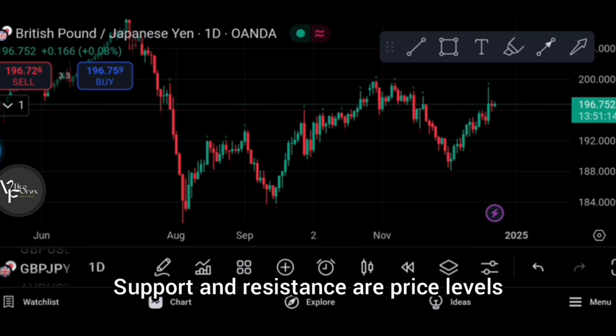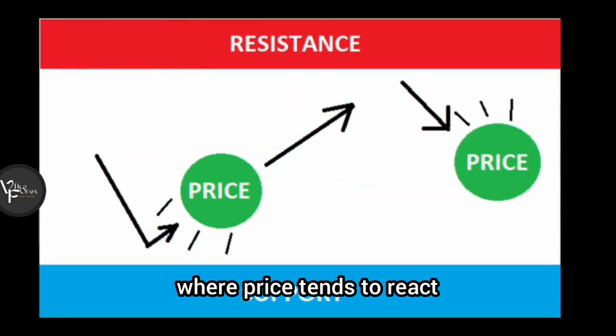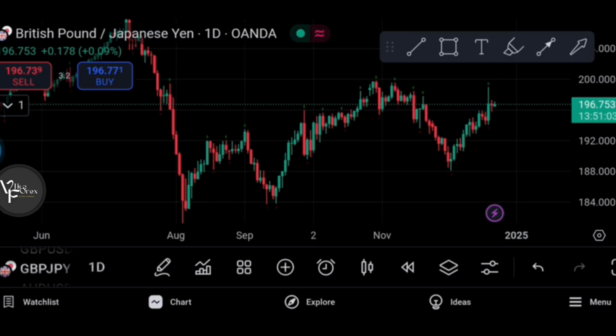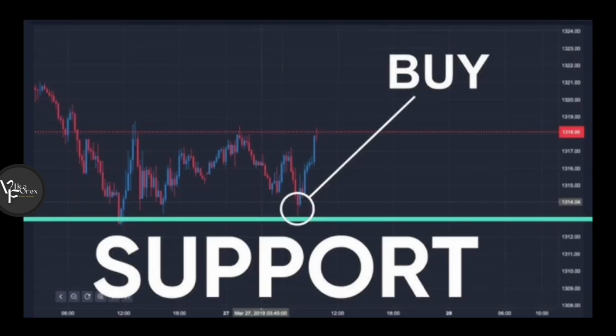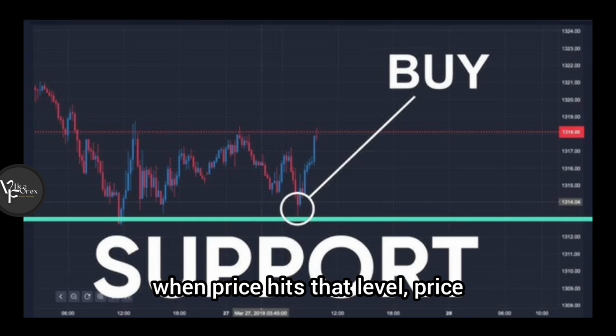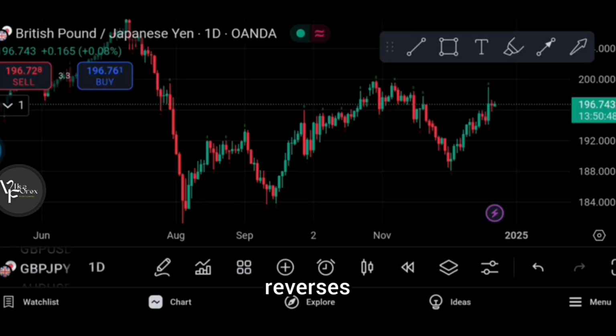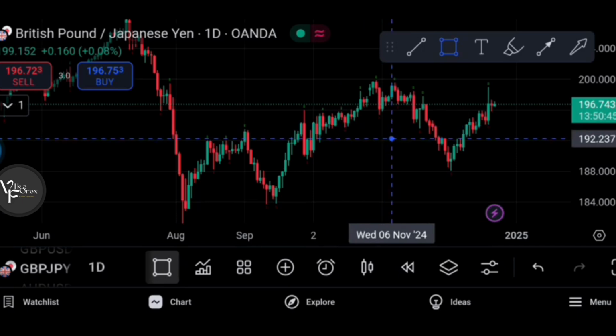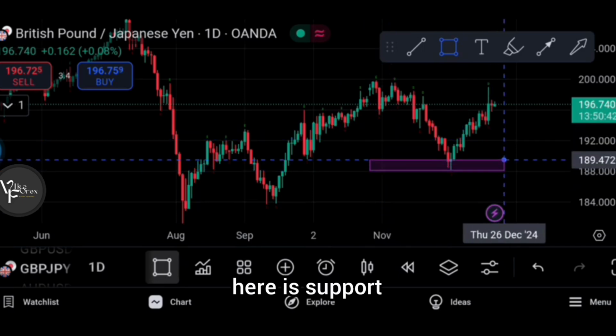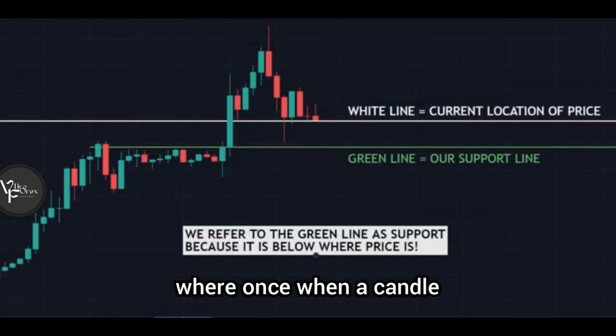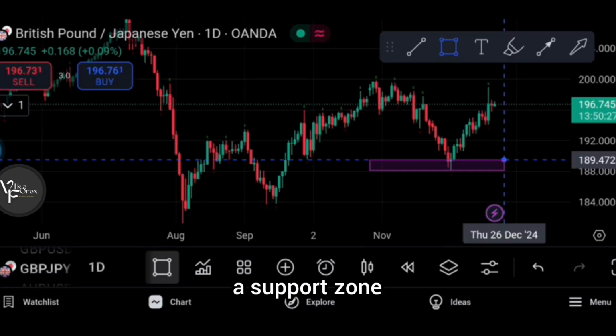Support and resistance are price levels where price tends to react and reverse direction. Let's talk about support specifically. Supports are price zones where, when price hits that level, price reverses. On the chart, for instance, this area here is support. Support is a price level, a zone where, when a candle or price comes to that level, the market hits it and changes direction. That is a support zone.